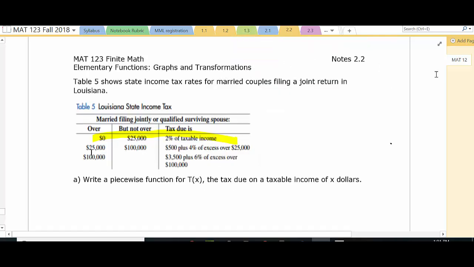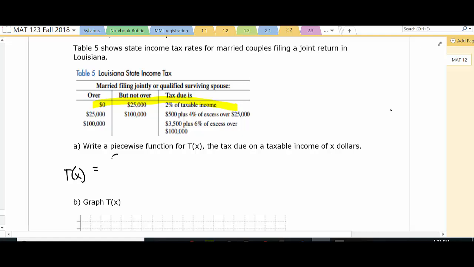2%. Okay, so I look at this first thing like this. When we write this, let's just say t of x. And when you do a piecewise function, usually you write it like this. You usually put a kind of a brace like that. Okay? How do you do 2% of a number, by the way? Like if I wanted you to do 2% of 10, how do you do that? What do you do on your calculator? You do 0.02 times 10, right?